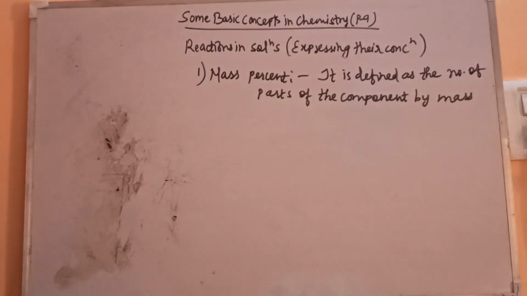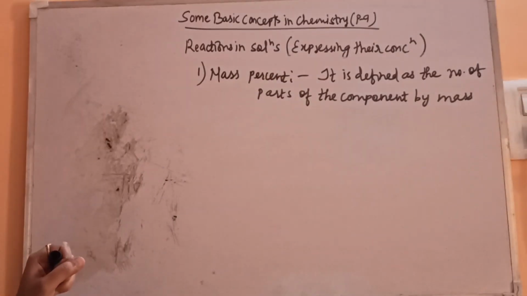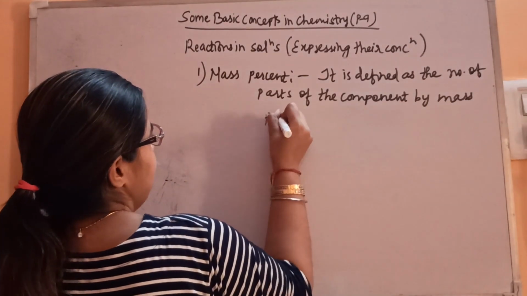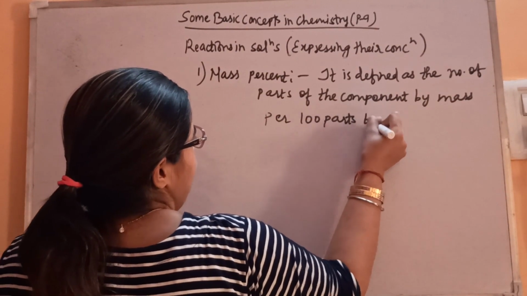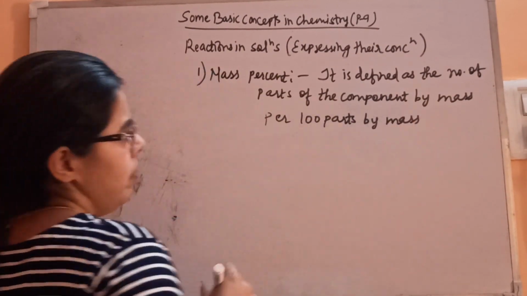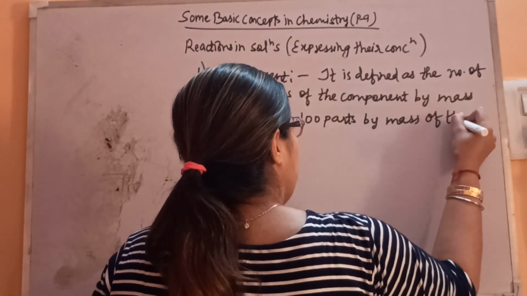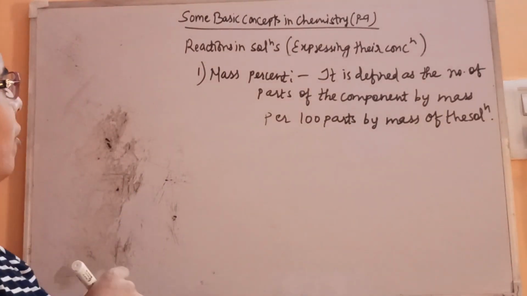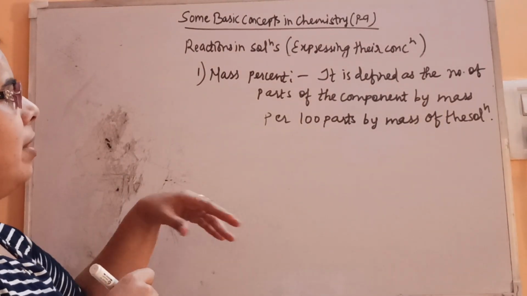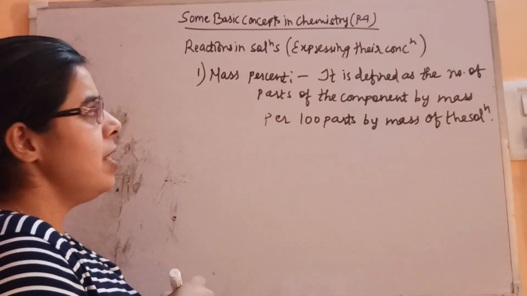of one component per 100 parts by mass of the solution. What's the meaning of this? It is defined as the number of parts by mass of the component, whatever component we're going to take, per 100 parts by mass of the solution.